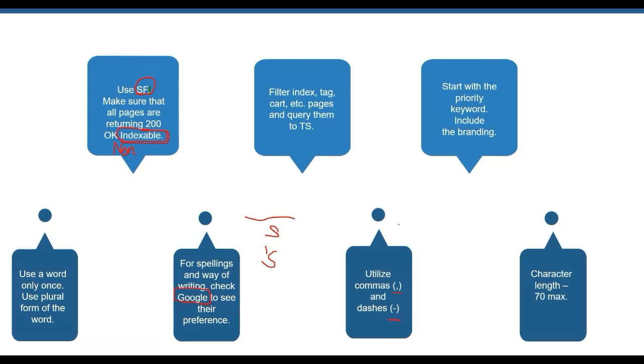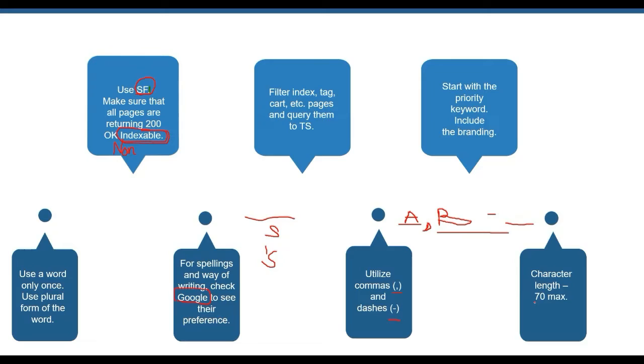Okay, so if you have to put two products, for example, product A and product B, you put a comma in between them. So that's how we use the comma here for the title tags. And the dash, we put the dash before we write the branding. Okay, so we always put the branding at the end.